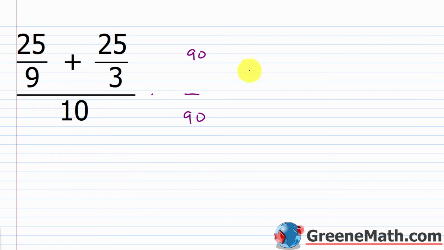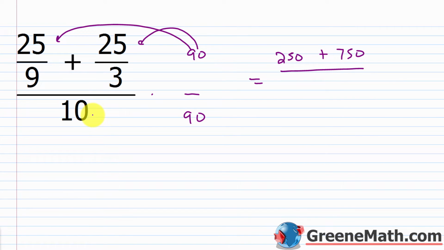So what would this give me? Well, if I distribute this 90 to this 25 over 9, the 90 would cancel with the 9 and give me a 10. So I would basically have 10 times 25, which is 250. Then plus, I do the same thing again. 90 times 25 over 3. 90 would cancel with 3 and give me 30. 30 times 25 would give me 750. Then this would be over 90 times 10, which would be 900.